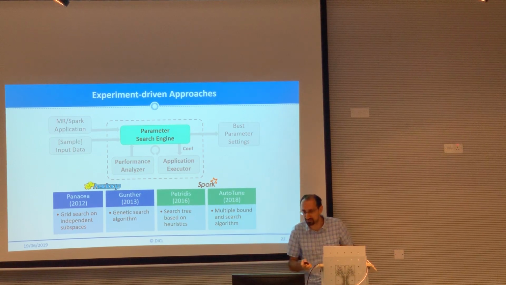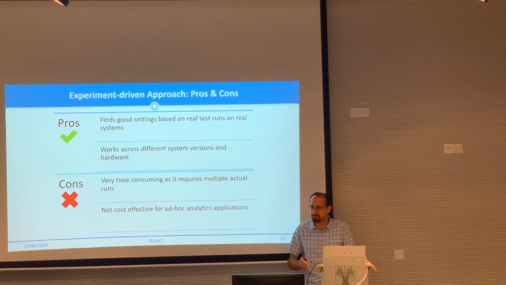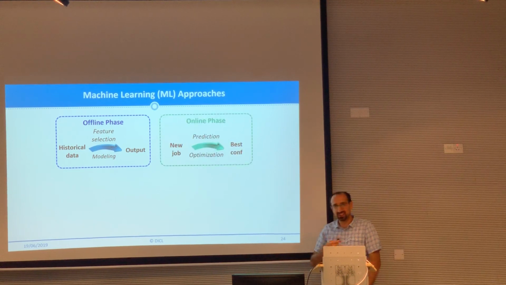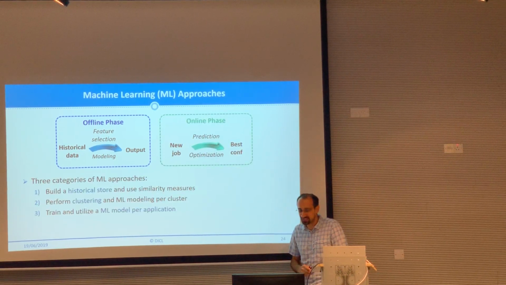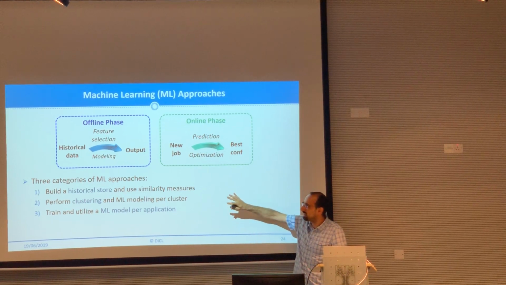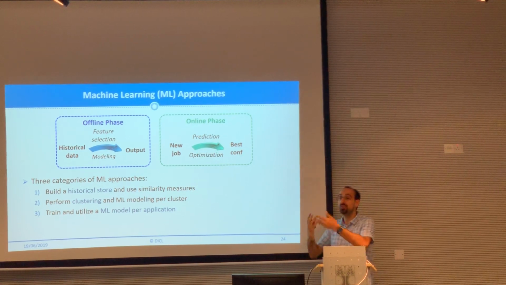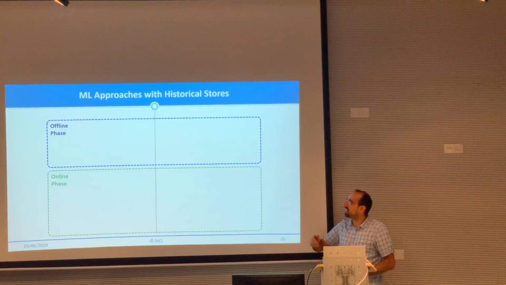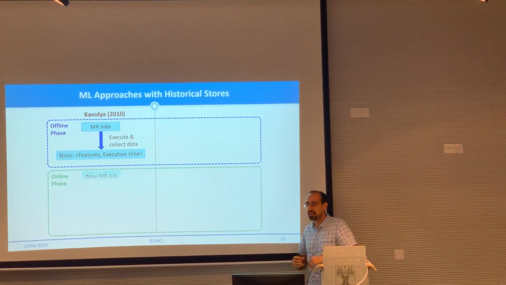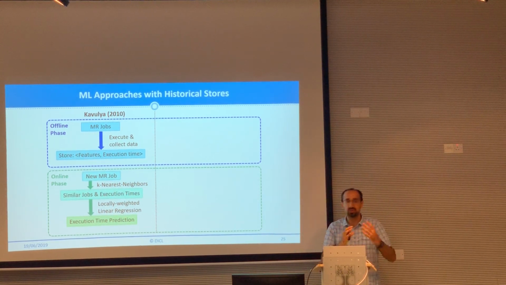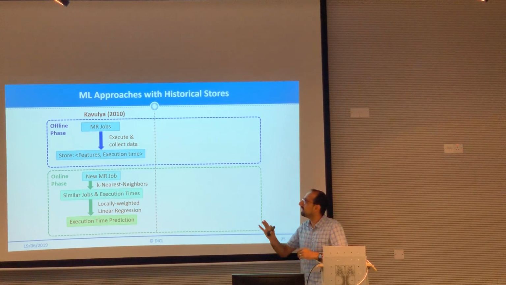Now, in the interest of time, I'm going to move on a little, because I really want to go through the machine learning approaches as well. With the machine learning approaches, there's typically an offline training phase and an online prediction phase. The interesting aspect is that there are at least 3 different ways that people have used machine learning in this setting. The first idea is to build a historical store. So the idea is you take a set of MapReduce jobs, you execute them, you collect some data about them, right?